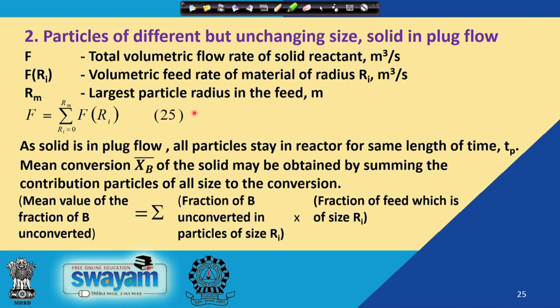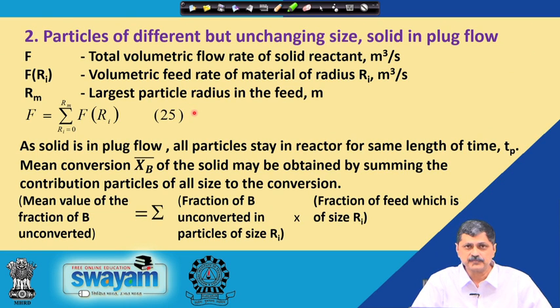Now, as the solid is in plug flow, all particles stay in the reactor for the same period of time, T p. Now, we want to find out the mean conversion of the particles. Different particles will have different conversion because they are of different size. So, we derive that using this approach.